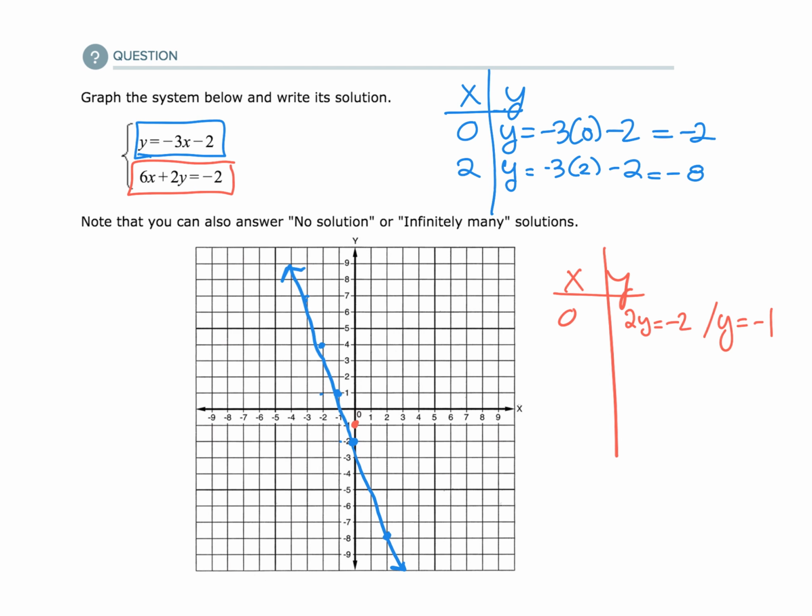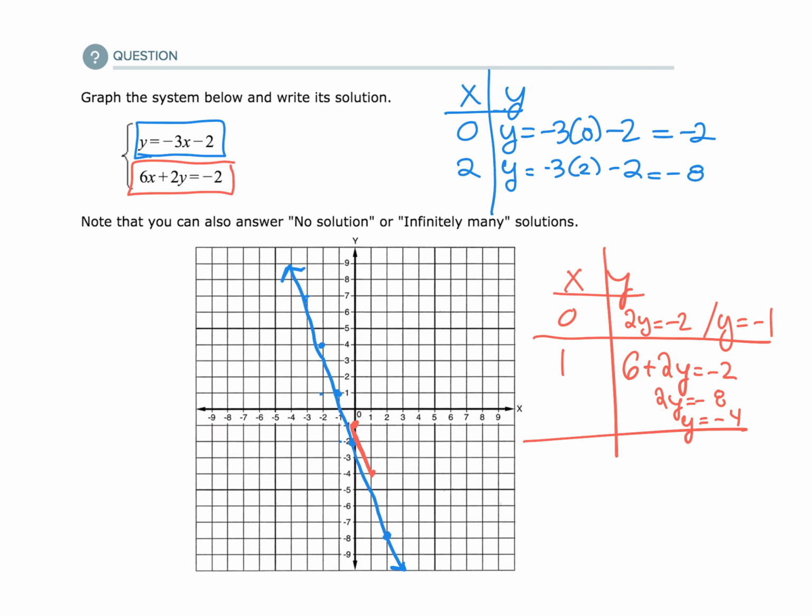All right, let's get one more point. How about when x equals, I don't know, 1. When x equals 1, I get 6 plus 2y equals negative 2. So here, this is all part of x equals 1. So I get 2y equals negative 8. So y equals negative 4. So when x equals 1, y equals negative 4. So let's put a dot there at x equals 1, y equals negative 4. And that's going to look like this.